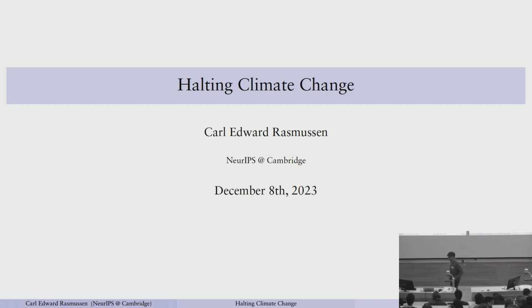All right. My name is Carl Rasmussen. I'm a professor of machine learning. And I'd really like to give you a talk today entitled Halting Climate Change Using Machine Learning and AI. Unfortunately, I don't know how to do it using machine learning and AI, so I'll just talk to you about how to halt climate change.